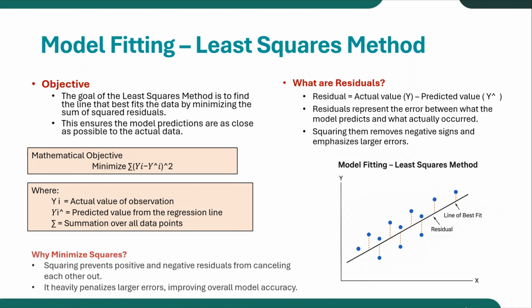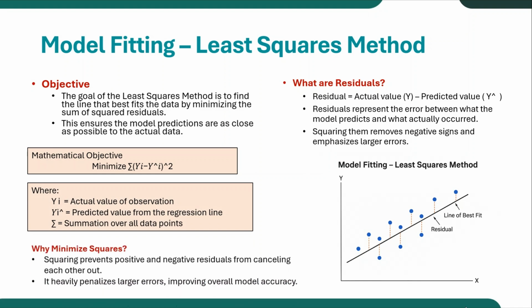Why minimize squares? We square the residuals to remove negative signs and prevent positive and negative errors from canceling out. Also, squaring exaggerates large errors, helping the model focus more on reducing those big mistakes and improving overall accuracy.